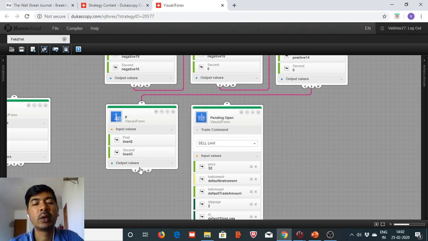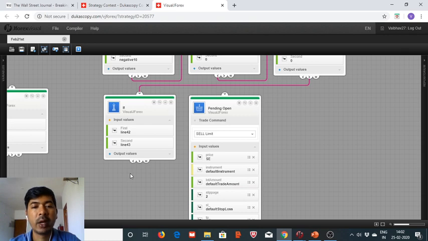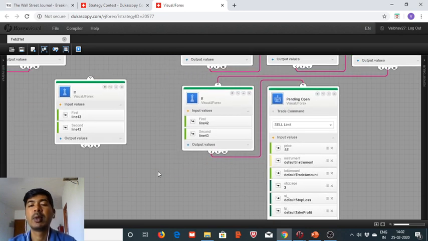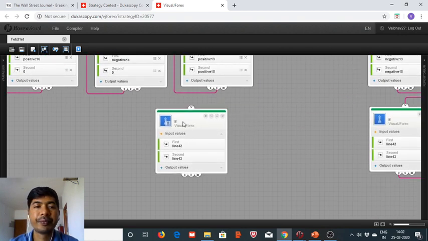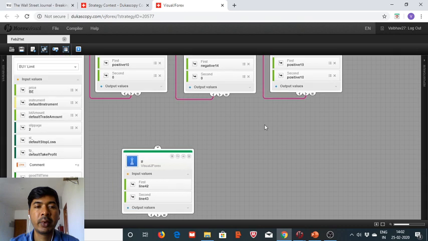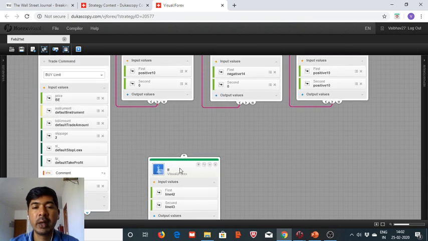Now we can connect it to the pending open, and the line 42 should be lower than the prior period's SMA. That means that the momentum is on the sell side, and it's a better idea to keep trading on the short sell side.